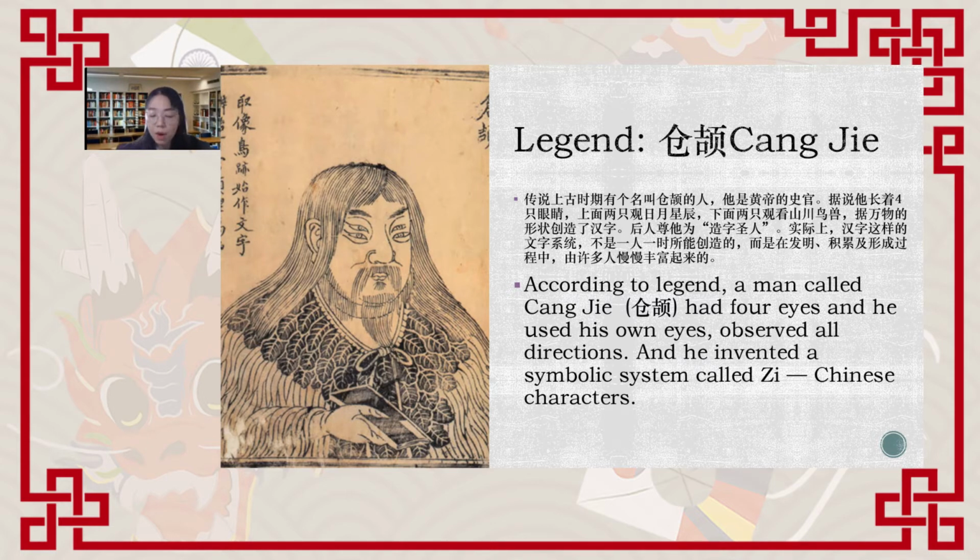But it's impossible for any single person to create a complicated character system at one time. So the characters were actually developed by many people gradually in a long process of invention, accumulation, and evolution. And the next slide shows us the development of Chinese characters.